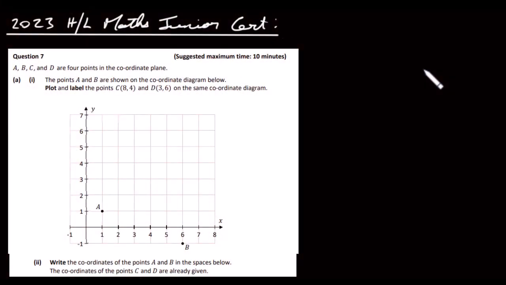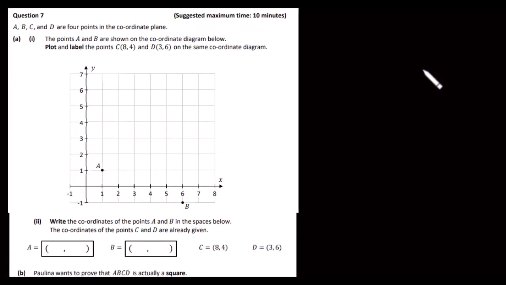Okay, so this is the 2023 Higher Level Maths Junior Cert paper question 7. A, B, C and D are 4 points in the coordinate plane. The points A and B are shown on the coordinate diagram below. Plot and label the points (8, 4) and (3, 6) on the diagram. Okay, so let's do that.